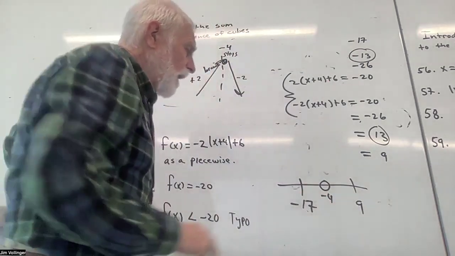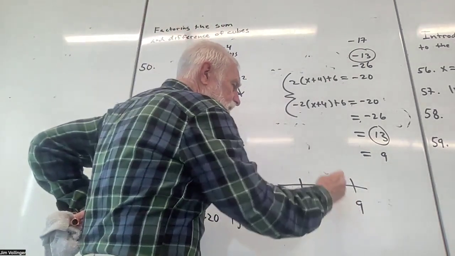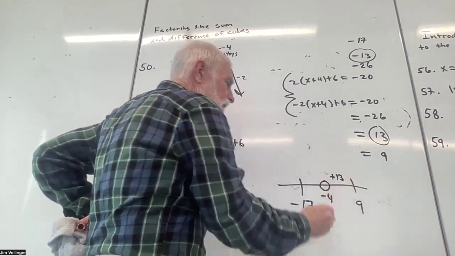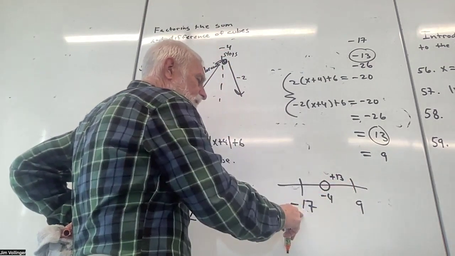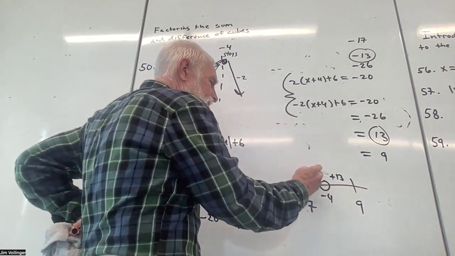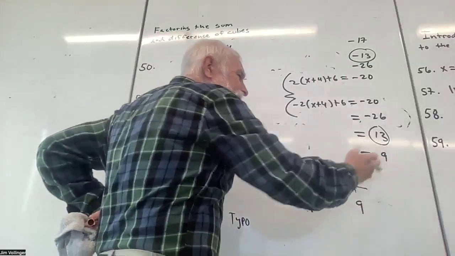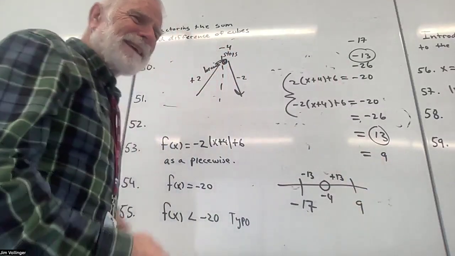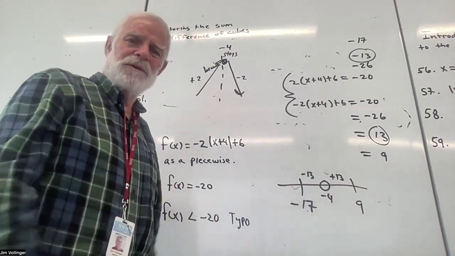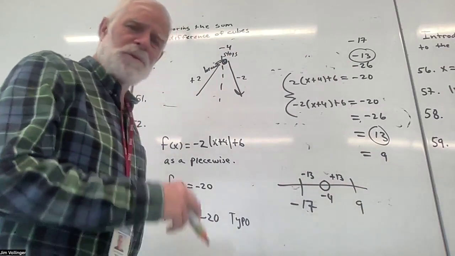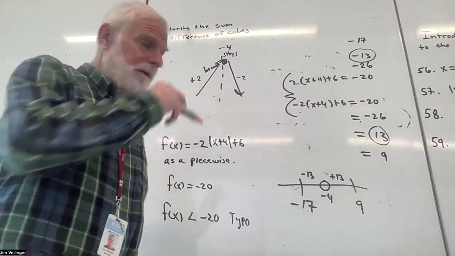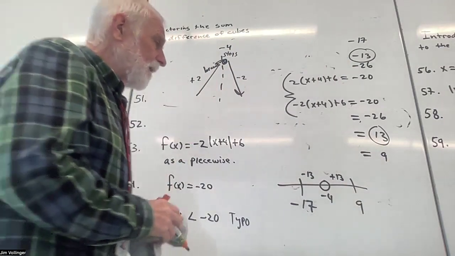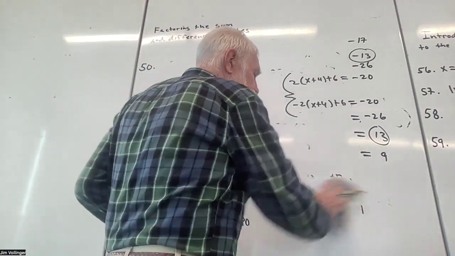All right, so how far is it from -4 to 9? +13. How far is it from -4 to -17? -13. Every step in an equation really signifies something in the inverse process. That's what I was hoping you'd get from lesson 12. Start seeing that.